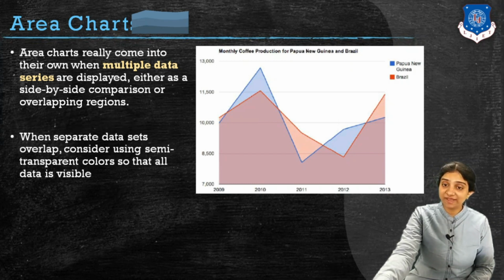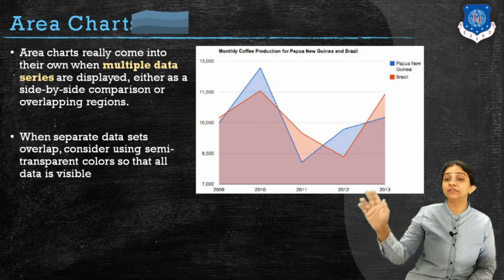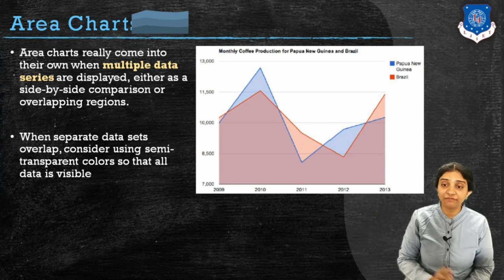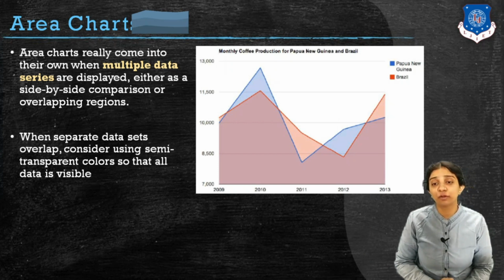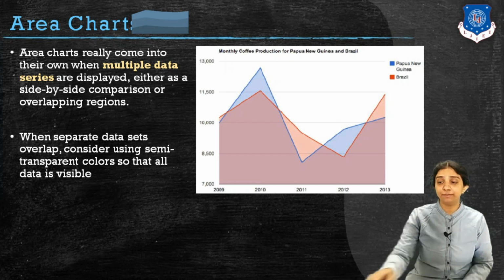But one data series should not hide another data series. We use transparent filling colors so that the data will be visible for each input. Here the blue area is for Papua New Guinea, whereas the red area is for Brazil, in the monthly production of coffee.